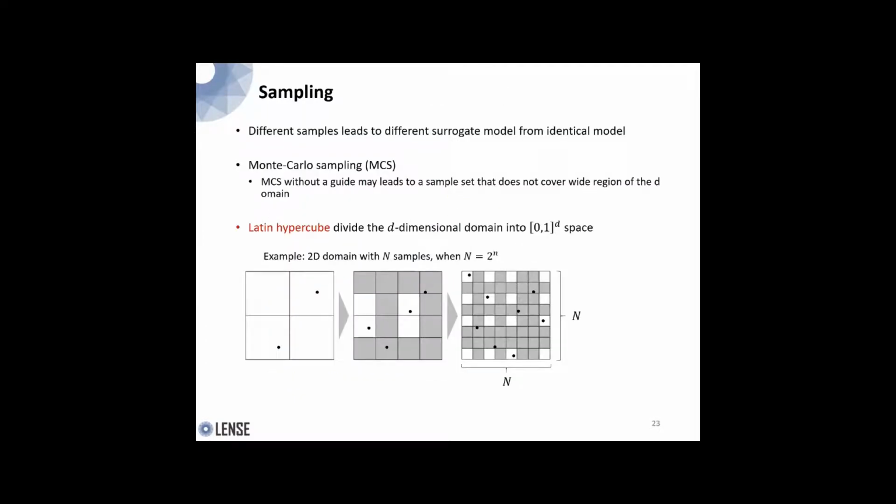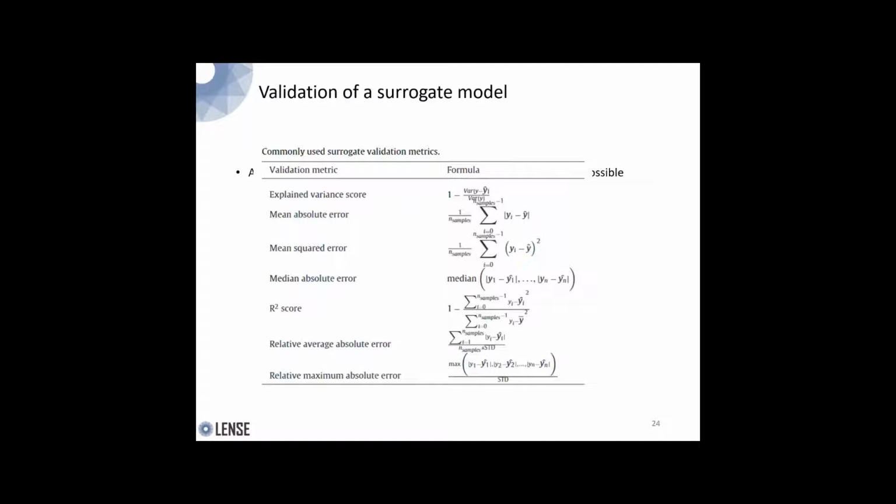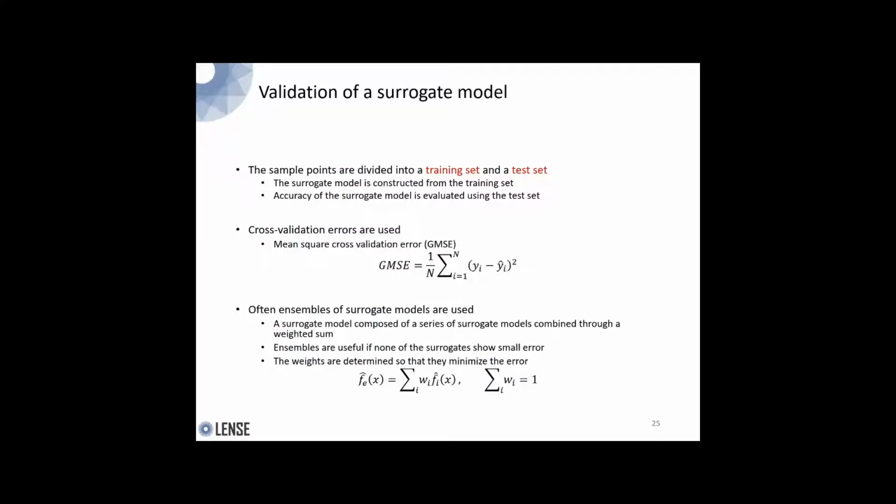And of course, once you create your surrogate model, you have to validate it, and the way you do it is usually you divide the data into a training set and a test set. And that's true for any data-driven modeling, right? So you use the training set to fit the parameters, essentially. And then you use the test set to cross-validate. And you use things like the mean square cross-validation error and see whether that's reasonable.